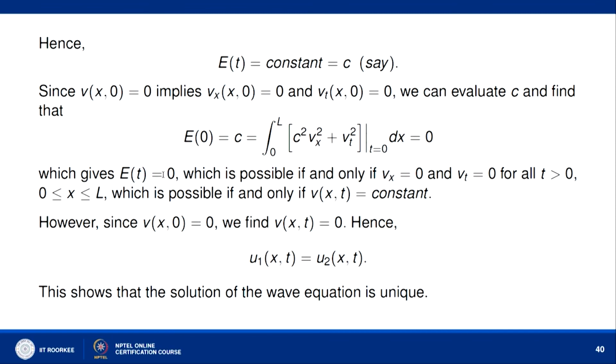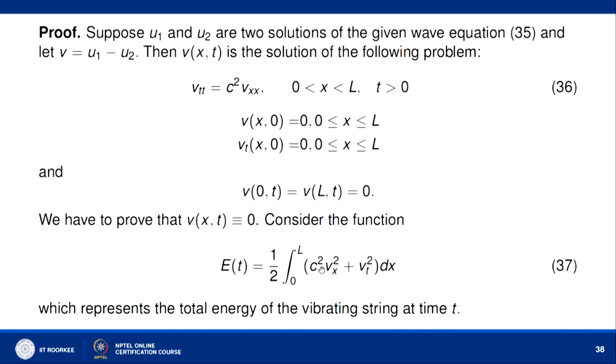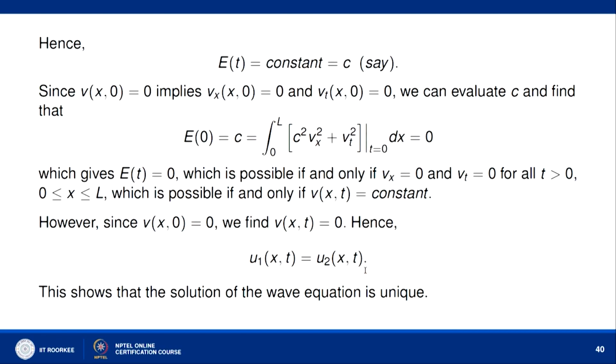It means that this is possible only when the integrand is what? The integrand is c squared v_x squared plus v_t squared, and these are 0, because the integrand is a non-negative value. So, v_x is 0 and v_t is 0 for all t greater than 0. If partial derivatives are 0, it is possible only when v(x,t) is constant with respect to x as well as with respect to t. So, v(x,t) is constant, but we already know that v(x,0) is 0. So, this constant value has to be 0. So, v(x,t) is 0 for all x and for all t.